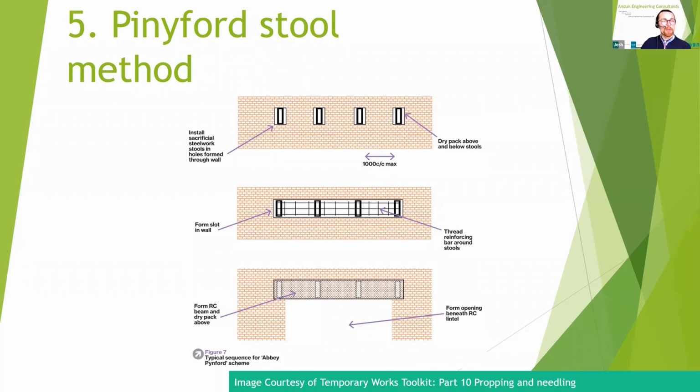But the sequence is to break out some pockets in the wall and insert some stools, which are usually steel stools. Once the stools are in and dry packed, i.e. ready to take the load, because the support is very tight to the wall below, then the channel for the lintel can be formed.